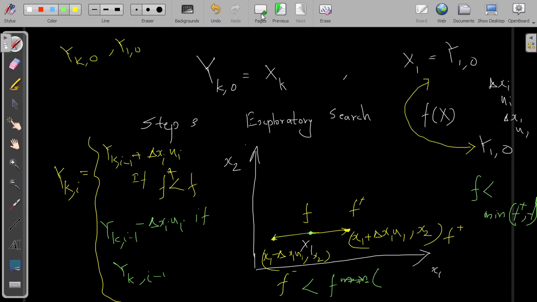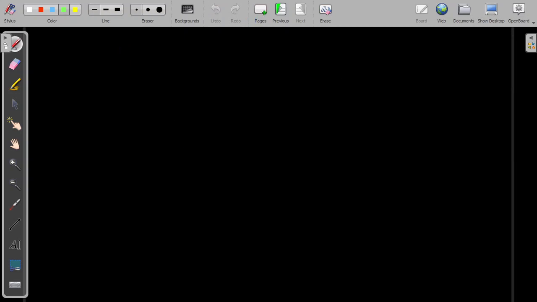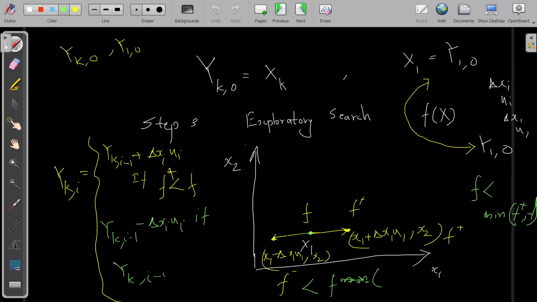Now in the next exploratory search, this process will be continued. Actually we have explained this in the u1 direction, x1 direction. Suppose this process is further continued for other directions also, that is x2, x3, x4. That means u2, u3, u4, u5, etc., un directions also.